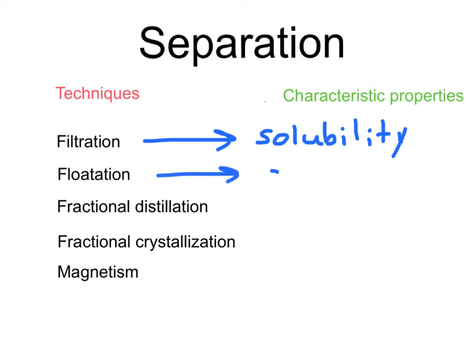Answer, density. Sesame seeds are less dense than water, so they float on the surface of the water, usually. Sometimes they need a little encouragement. The sand, however, is more dense than the water, so it sinks. You getting the idea here? So separation techniques take advantage of some characteristic property that your mixture's components differ in.